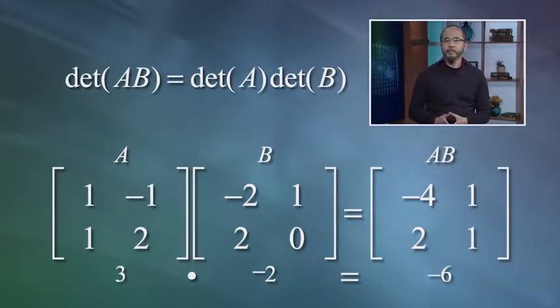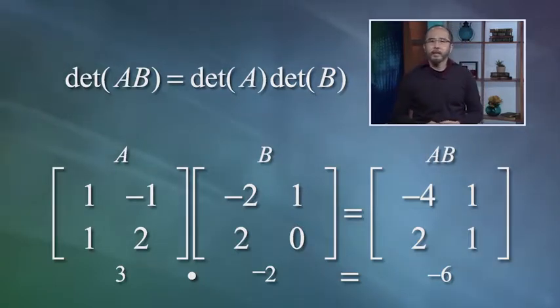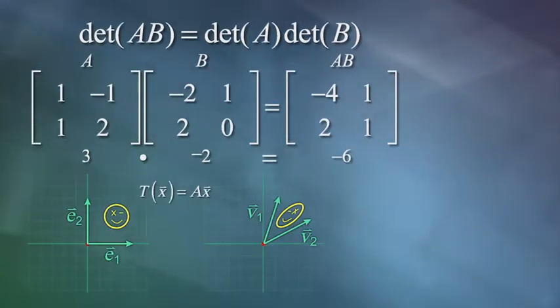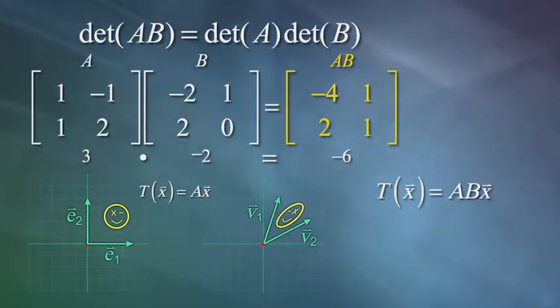You could try to prove this using the cofactor definition of the determinant, but it's a tedious verification and it's not that enlightening. On the other hand, if you think of determinants as scaling factors, this property becomes obvious because the product AB corresponds to the linear transformation T of x equals A times B times x. That first performs B, scaling the face by a factor of minus 2, and then performs A, which scales the face by a factor of 3. So the total factor in scaling is clearly 3 times minus 2, which is minus 6.